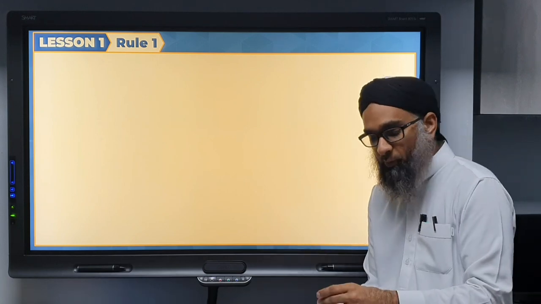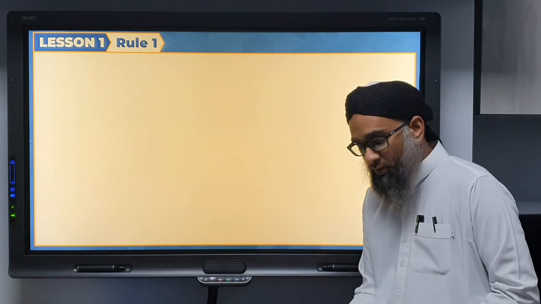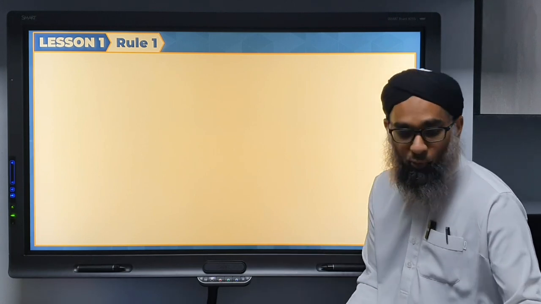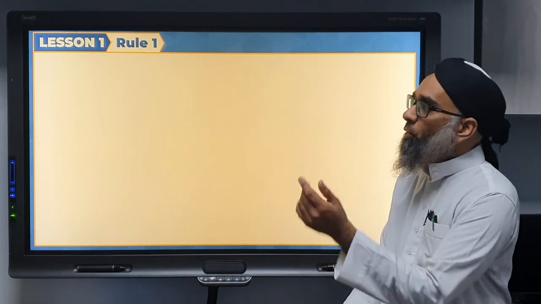So lesson number one, we have rule number one. In the new editions, we put the word rule, so it's easier to navigate. It's not in your books, the rule numbers, but we'll add them in so it's easier to go ahead. We'll go through one by one. We'll go through a few exercises, inshallah, and then the rest you do on your own, inshallah.